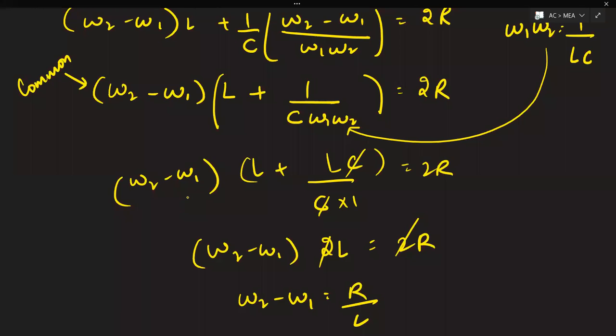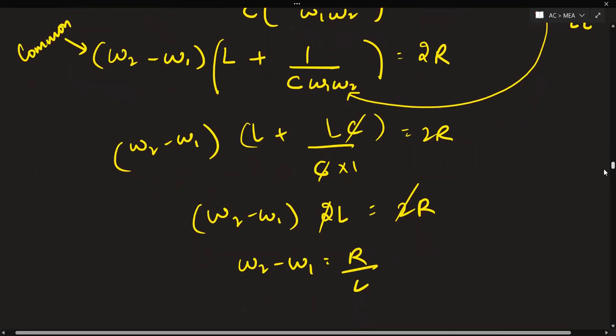Secondly, the most important thing that is required: omega 2 minus omega 1 is R by L. Two things we have: omega 1 into omega 2 is 1 by LC. Using that, we had concluded omega 2 minus omega 1 is R by L.